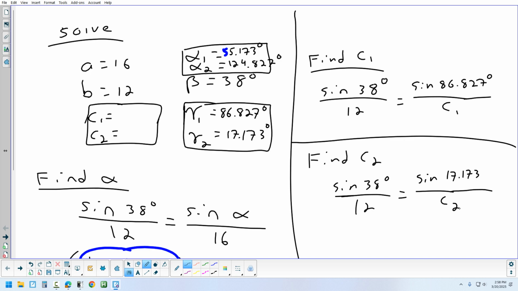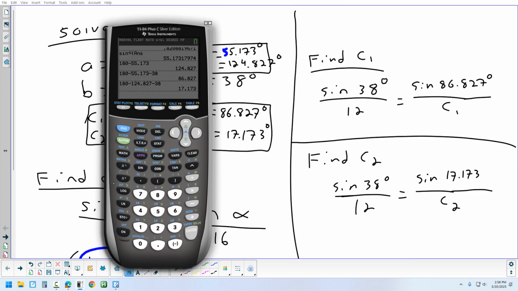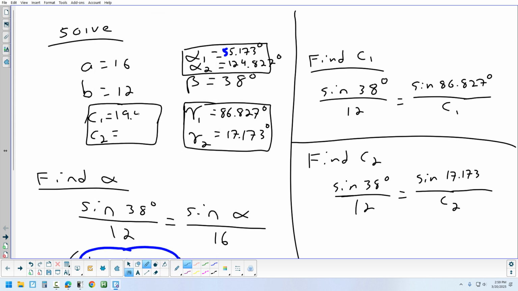Okay, so I'll do the top one. Let's just cross multiply on that and see what we get. So you're going to have, make sure you're in degrees, 12 sine 86.827 divided by sine 38. Just be careful with your parentheses, just like I did. Okay, so that gives you an answer for C1 of 19.461. And you would do C2 the same way, cross multiply.